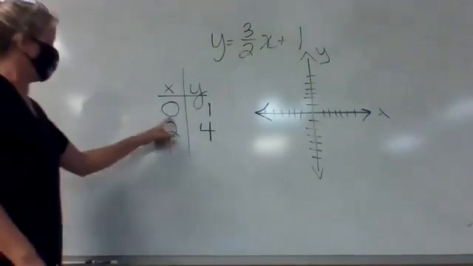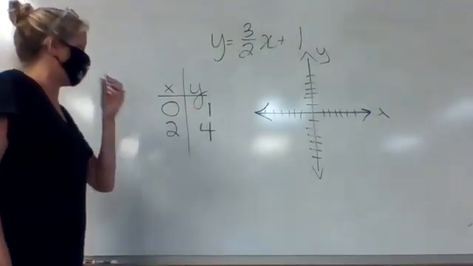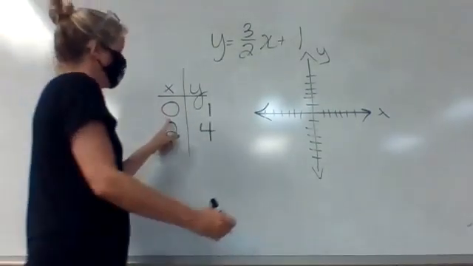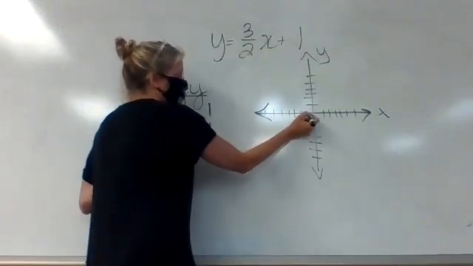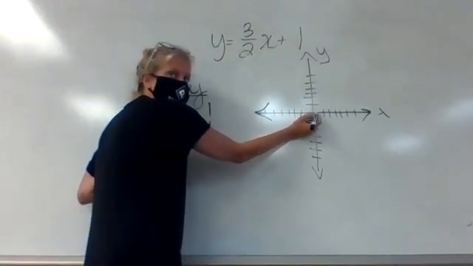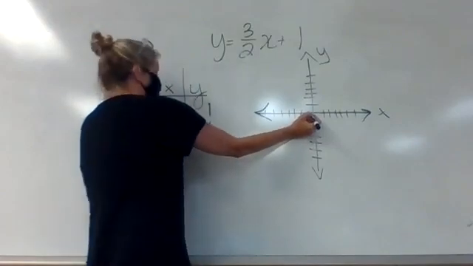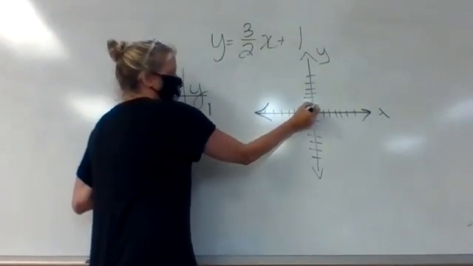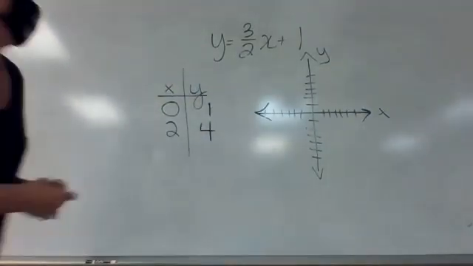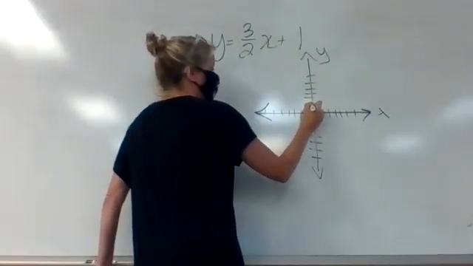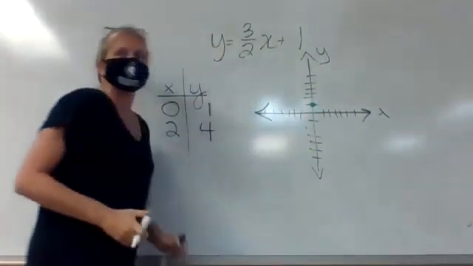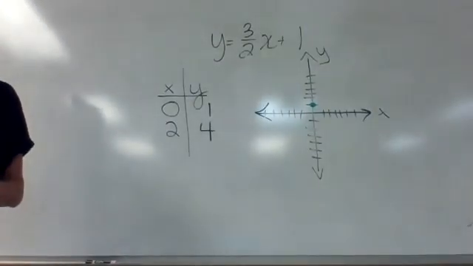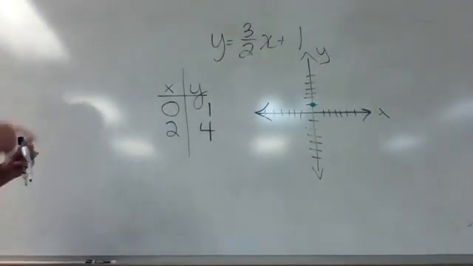Okay, so the first one I'm going to plot is 0, 1. So my x is 0, so my x movement is don't go anywhere at all. My y movement is up 1. So my point would be at 0, 1. So there's the first point.